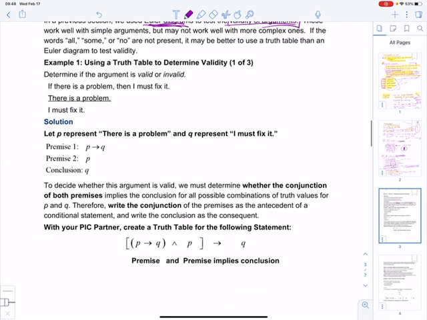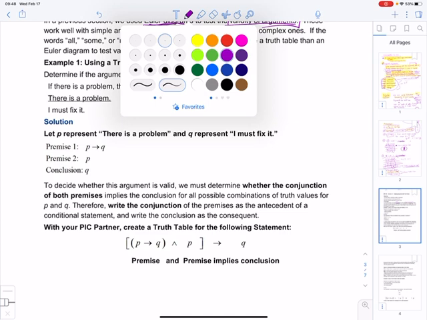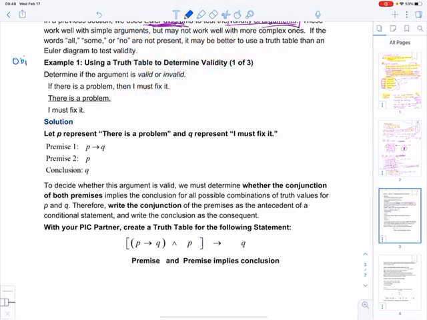Our first objective is that we want to identify using a truth table to determine the validity of an argument. So our goal, this is our objective 1, our goal is to determine if this argument that follows is valid or invalid.